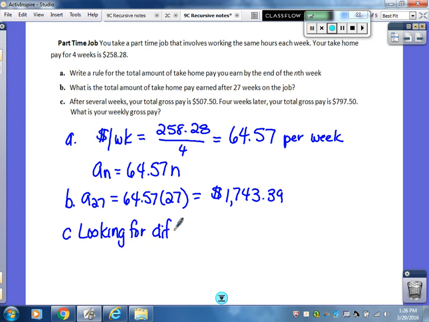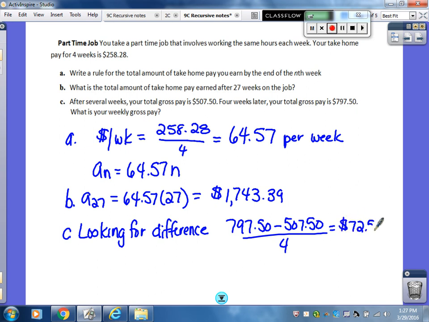Just like we did in those previous problems from our 9A notes, it's kind of like thinking about slope. So we're going to take the difference in our values, our money, which is your y's. You're going to take your $797.50 minus your $507.50, and because it's 4 weeks later, we're going to divide by 4. To do that arithmetic, you should get that your take-home pay is $72.50 per week.